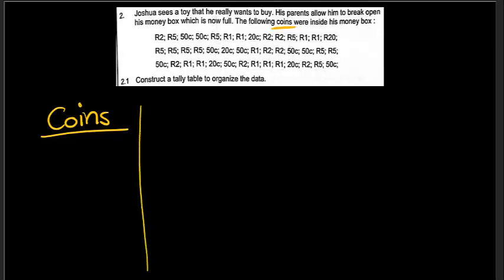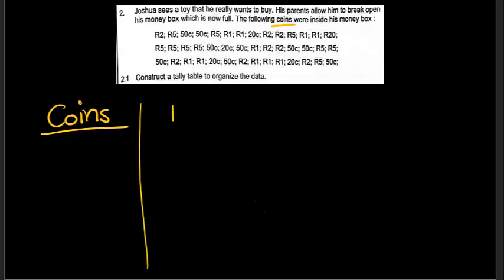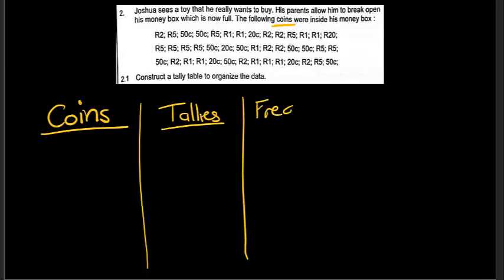Our next heading is going to be the tallies, and our next heading is going to be the frequency of each category. So what are we going to do here? You can go through it one by one like we did in the previous one. Before that, we need to decide what the groups in our coins are going to be.